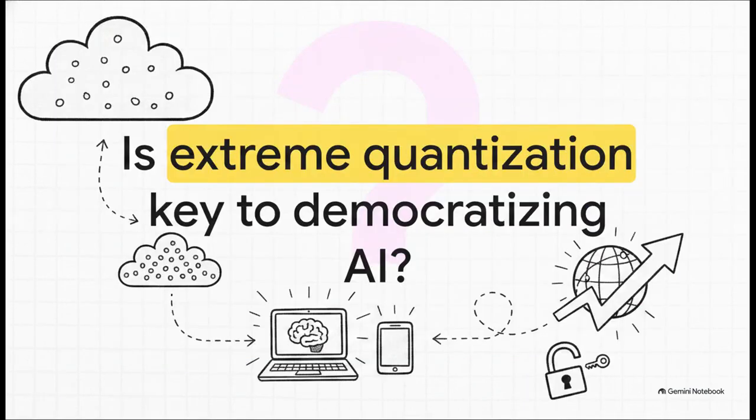So, as these models inevitably grow from billions to literally trillions of parameters, I want to leave you to think about this. Will extreme quantization be the ultimate key to keeping artificial intelligence in the hands of the public? Without it, only massive corporations can afford to run the future. With it, the future might just fit right inside your laptop.